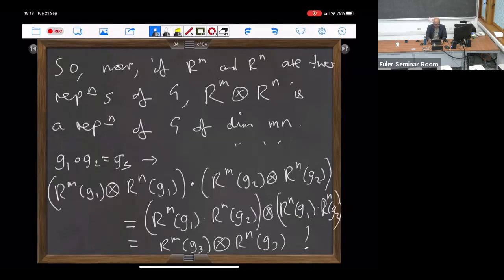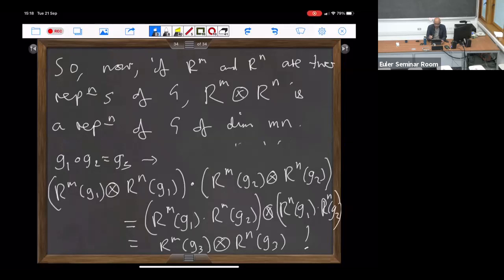Are there any questions about that? Okay. So this is a way of getting representations of the group.